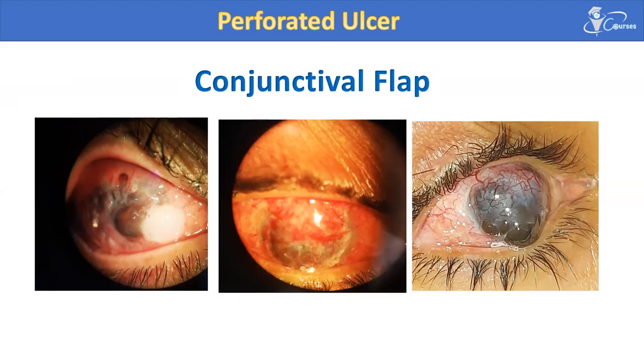A conjunctival flap should be done for defects which are not very large, because as you can see here, this patient has a very large defect. After forming the anterior chamber, the iris prolapsed again and the conjunctival flap was under tension. So this is a downside of the conjunctival flap. We can reserve it for defects of around 3 to 4 millimeters.